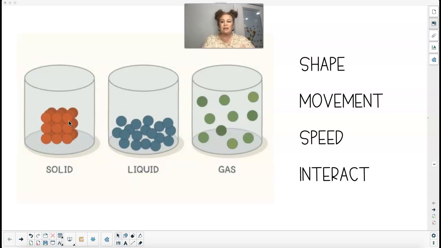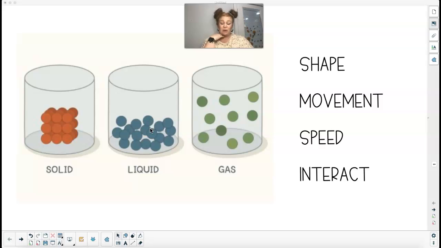So a solid is going to keep its shape. It is that set shape. Like if I take an apple and I put it inside this jar, it's still going to look exactly like an apple. It's not going to change. So they are hard and packed together. That shape is set. It's fixed. So this is a fixed shape.